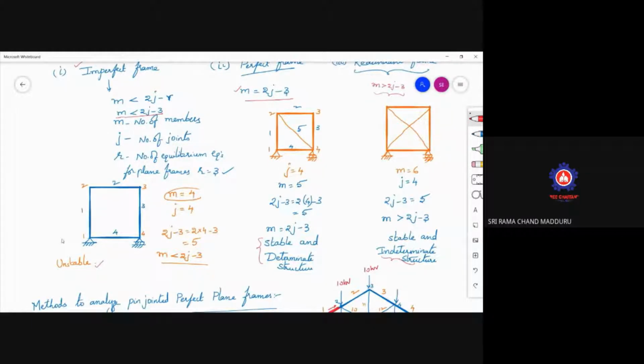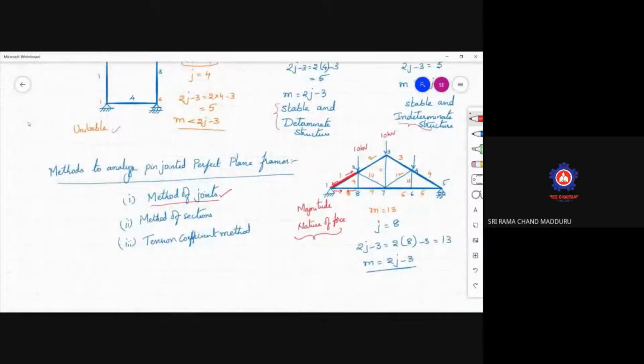So here our first topic deals with the analysis of perfect pin jointed frames. To analyze these perfect pin jointed frames, we have different methods available: method of joints, method of sections, and tension coefficient method.